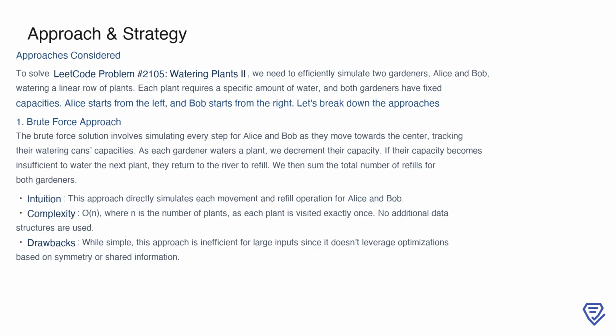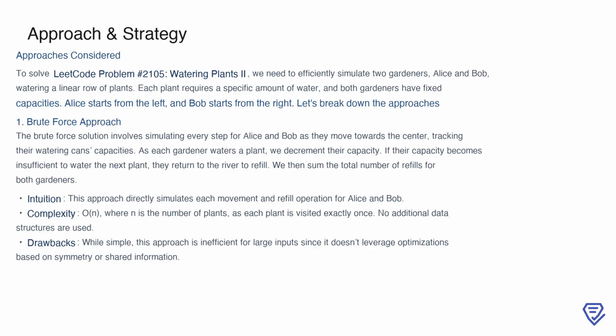Each gardener waters the plants in their respective direction, decrementing their water capacity as they go. If a gardener's capacity becomes insufficient to water the next plant, they must return to the river to refill their can, and we track the total number of refills for both.